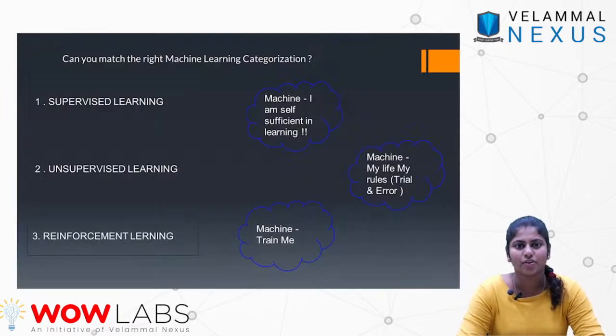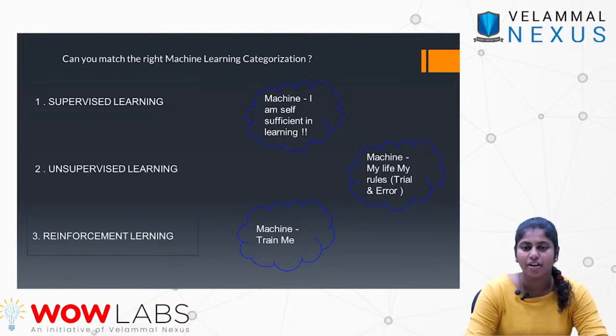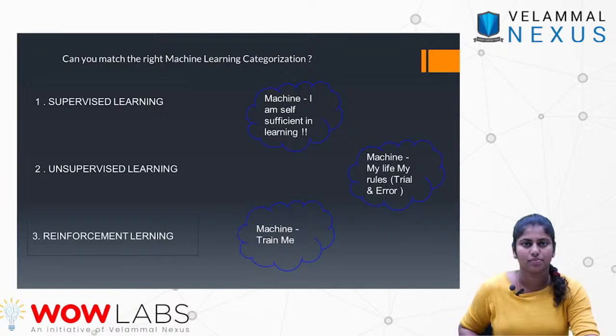Can you match the right machine learning categorization? So now we have three types of machine learning: supervised learning, unsupervised learning, and reinforcement learning. Now the cards are shuffled. Can you reshuffle and match them? I'll give you 5 to 10 seconds. You can do it. Okay, now let's go through the answer.